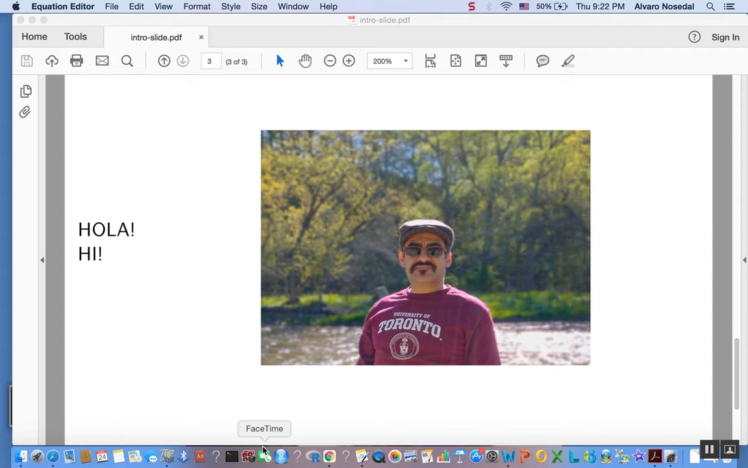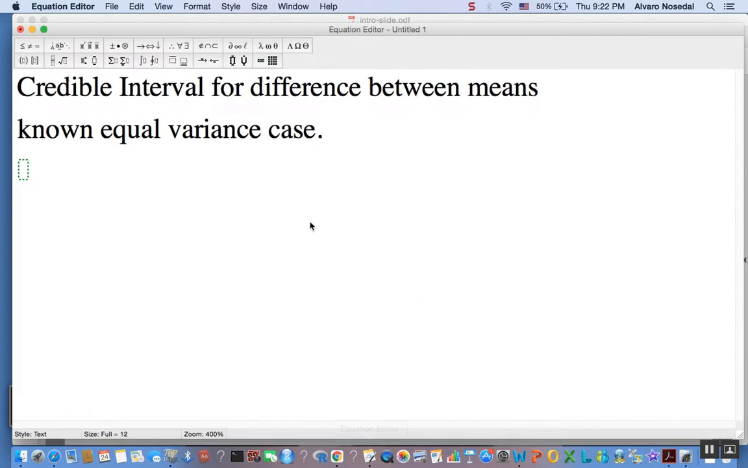And after we derive the formula for the credible interval for mu1 minus mu2, we will also talk about how to carry out a hypothesis test in this case. So that's the ultimate goal: finding a formula for the credible interval for the difference between two means of two normal random variables. The assumption is that the variance is the same and known for both of them.